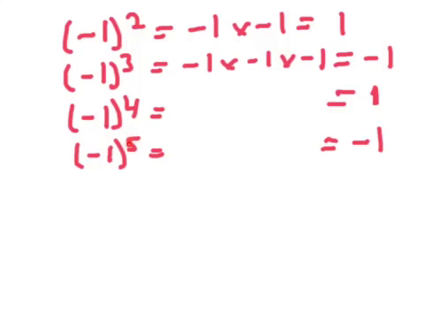So what you'll notice is that as you increase the powers by 1, what's happening to your answer? Well, quite simply, this is what's happening. As this is going up by 1 every time, this is going from positive to negative, back to positive, back to negative. And so you could predict, couldn't you, that negative 1 raised to the power of 6 is positive 1, raised to the power of 7 is negative 1, etc., etc.